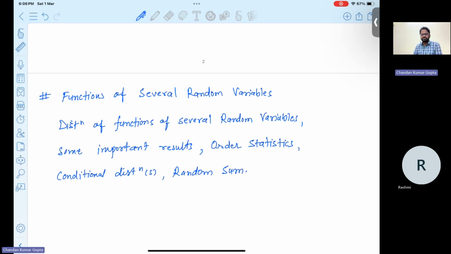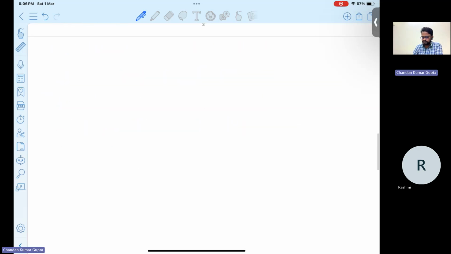These are used when we have more than one or two random variables and need to transform them into some other kind of random variables. Then these topics and concepts are used. So we will discuss these concepts in the sixth week lectures. Let's start with the distributions of functions of random variables.